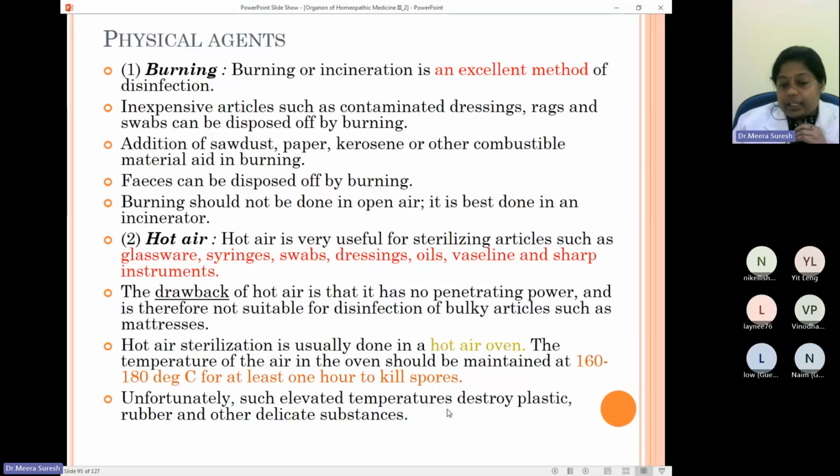Unfortunately, such elevated temperature destroys plastic, rubber, and other delicate substances. So from this, sometimes the MCQs may be formulated, like a 5 mark question, or sometimes like plastics cannot be disinfected by this method, and then giving you some options. So like that, the questions can be formulated.